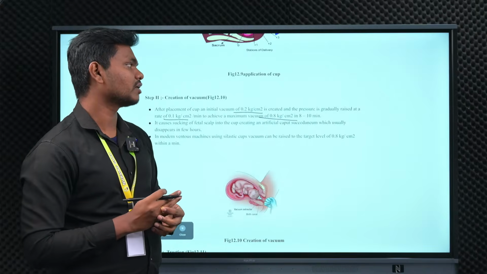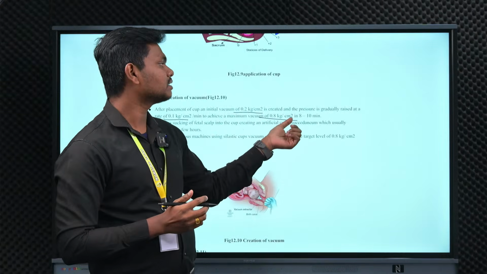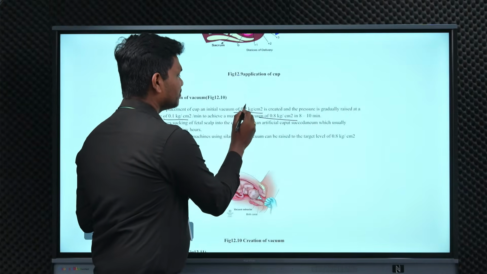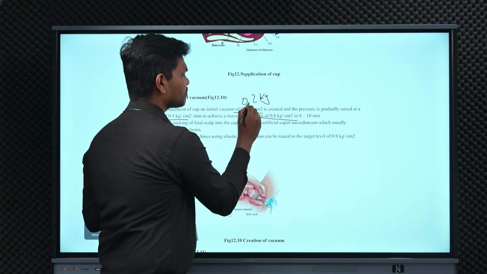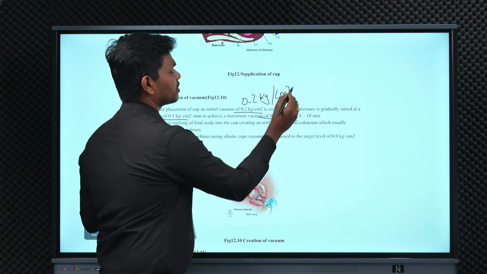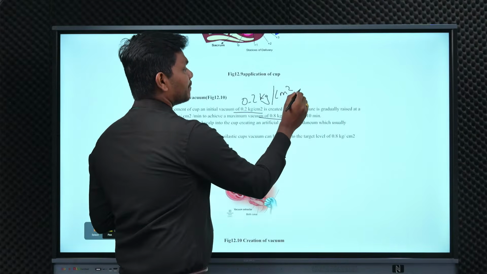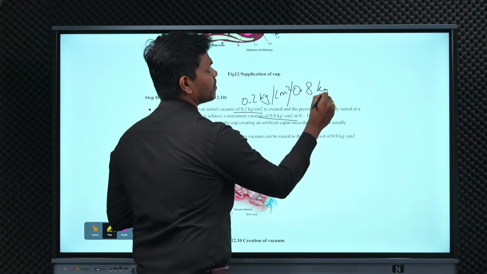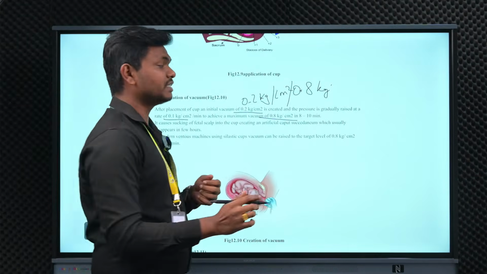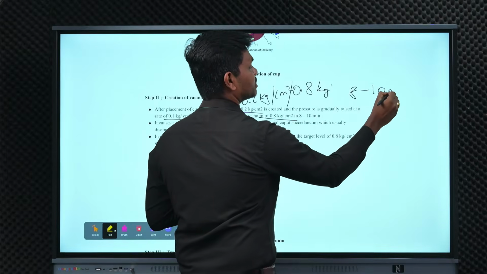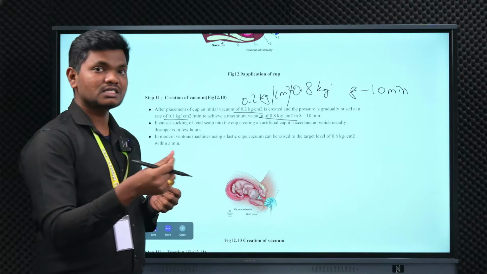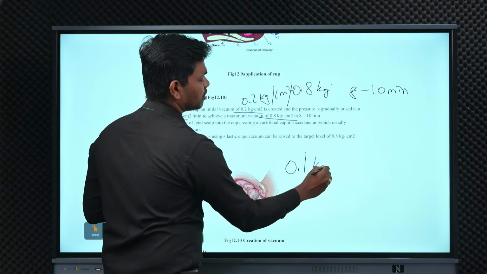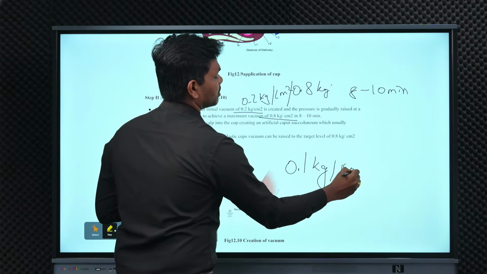It should be done over 8 to 10 minutes. We start with 0.2 kg per centimeter square, then go up to 0.8 kg within 8 to 10 minutes, and each minute we can increase the vacuum pressure by 0.1 kg per centimeter square.